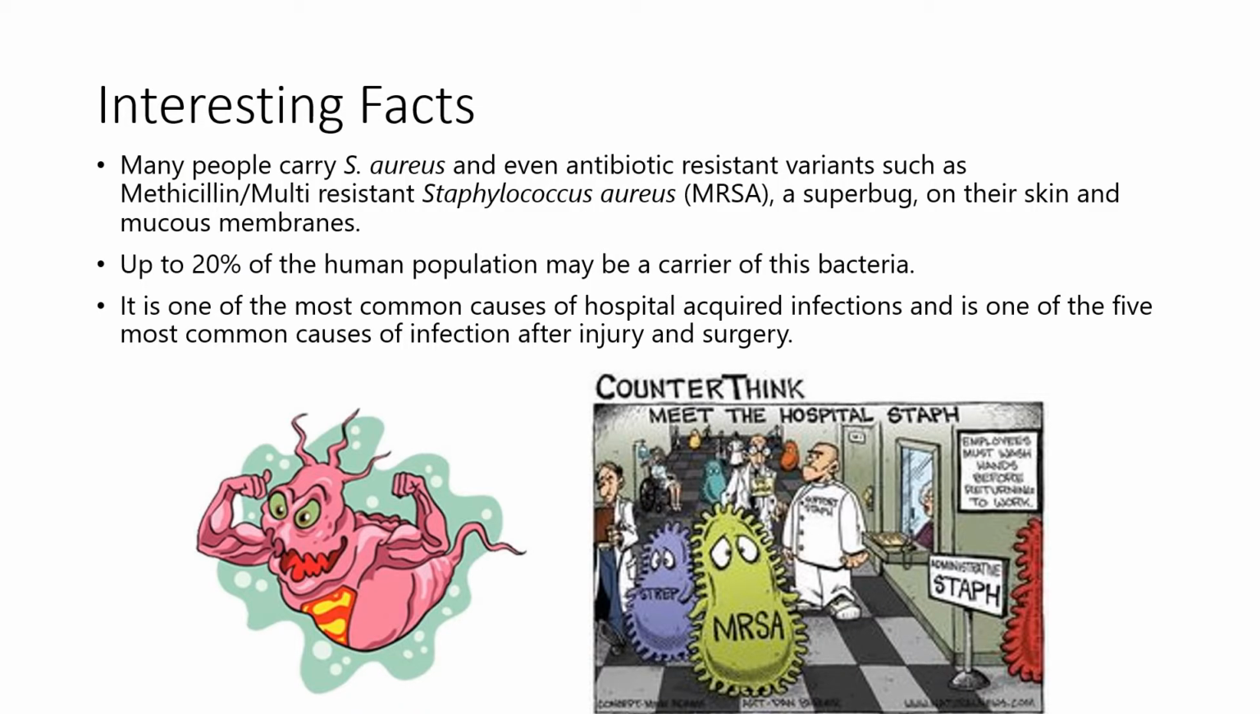A couple interesting facts about staph infection: many people carry S. aureus and even antibiotic-resistant variants such as methicillin-resistant Staphylococcus aureus, MRSA, a superbug, on their skin and mucous membranes. Up to 20% of the human population may be a carrier of this bacteria. It is one of the most common causes of hospital-acquired infections and is one of the 5 most common causes of infection after injury and surgery.